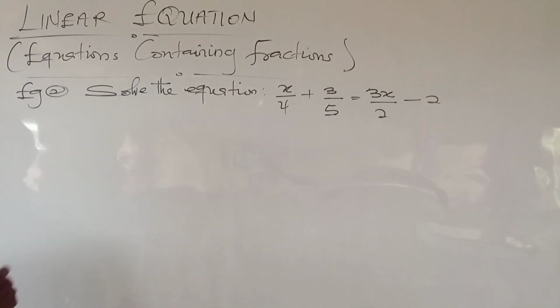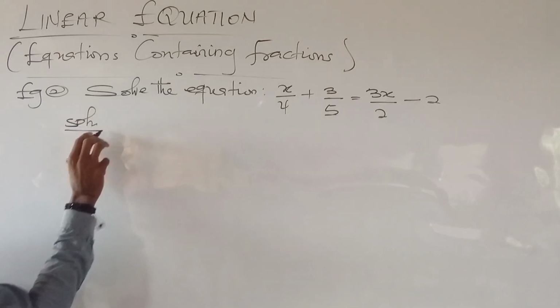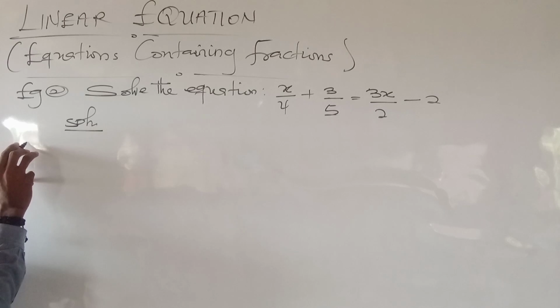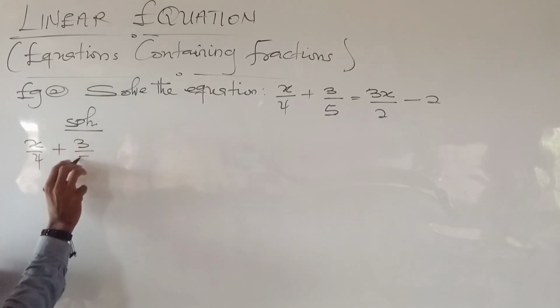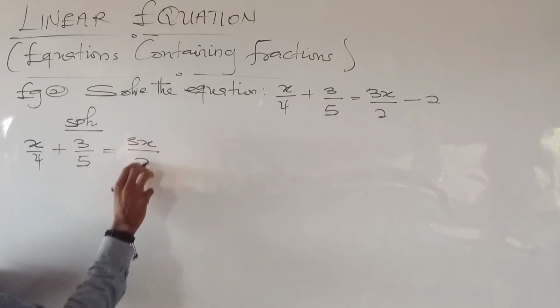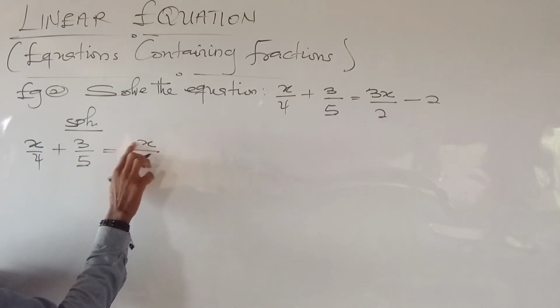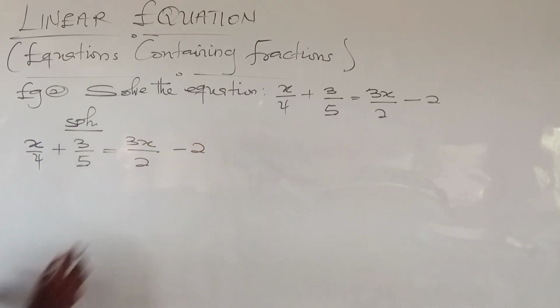Let me write my solution on the board. So I have my solution. Now let me repeat the question. The question is s over 4 plus 3 over 5 equals 3s over 2 minus 2.